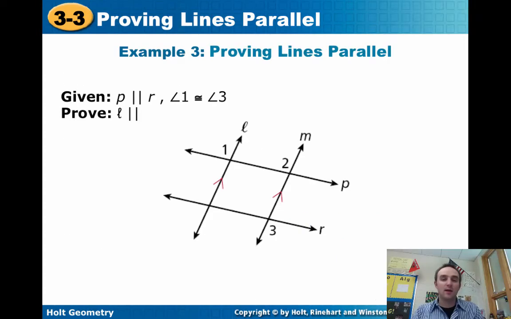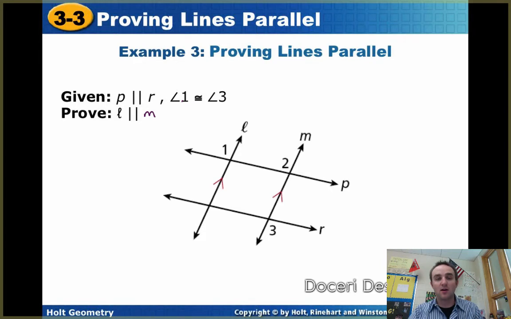Okay, now moving on, we need to create proofs based on these postulates and theorems. So they give us the given: P is parallel to R and angle 1 is congruent to angle 3. And we're trying to prove that L is parallel to M.